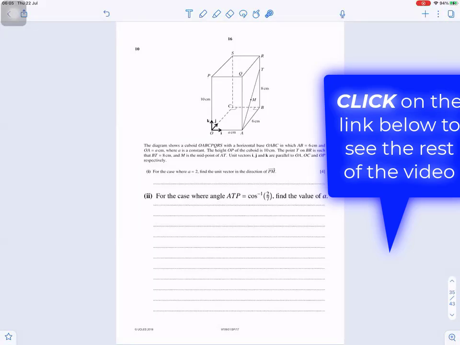Question number 10. The diagram shows a cuboid OABCPQRS with horizontal base OABC, in which AB is 6 centimeters and OA is 8 centimeters, where a is a constant. The height OP of the cuboid is 10 centimeters. The point T on BR is such that BT is equal to 8 centimeters and M is the midpoint of AT. Unit vectors I, J, and K are parallel to OA, OC, and OP respectively. For the case where a equals 2, find the unit vector in the direction of PM.